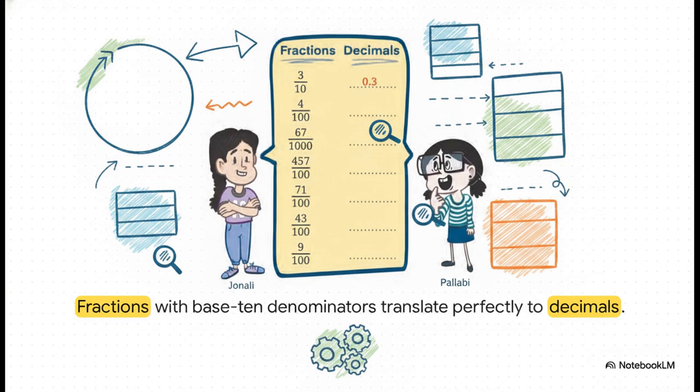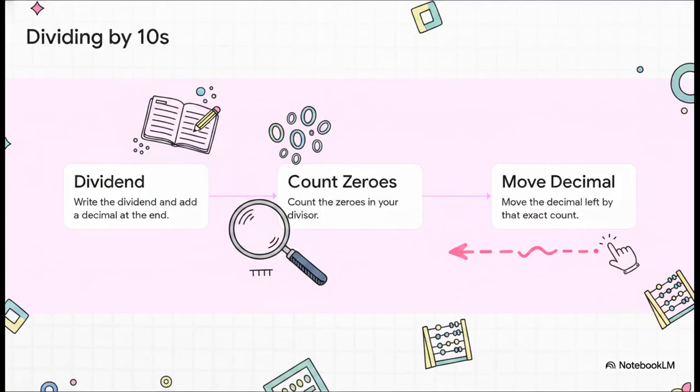These specific denominators, your tens, hundreds, thousands, they are the absolute key. When a fraction has a base 10 denominator, it translates perfectly into our decimal system. 3 tenths is, well, simply 0.3. It's a direct one-to-one translation of value. And because of this beautiful base 10 foundation, we get to use an incredibly simple 3-step rule for dividing any number by 10, 100, or 1,000.